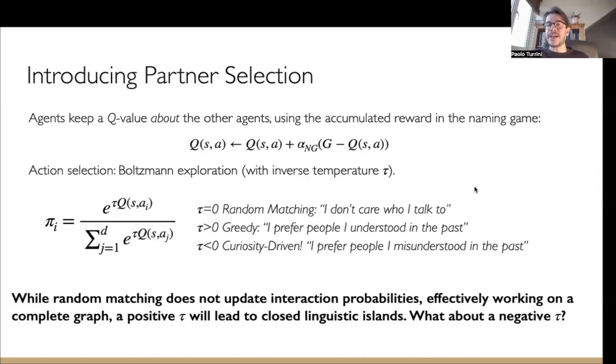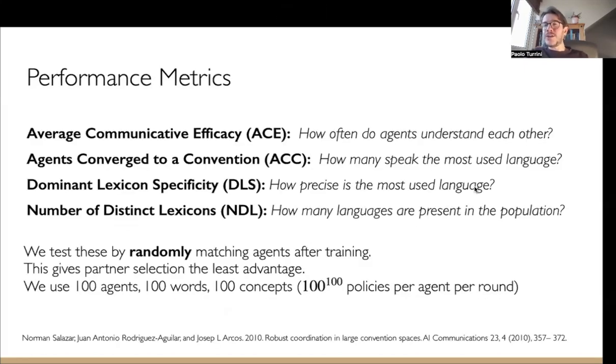But what about a negative tau? We evaluate these algorithms using various performance metrics from the literature. For example, how often do agents understand each other, after training, of course? How many speak the most used language? Ideally, all of them. How precise is the most used language? Remember, it's a function. Will this function be a bijective function? How many languages are present in the population at the end?